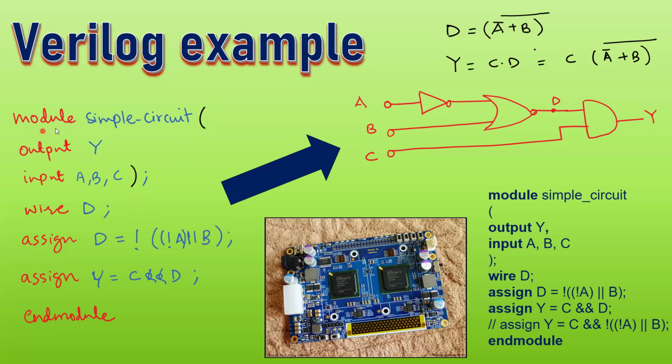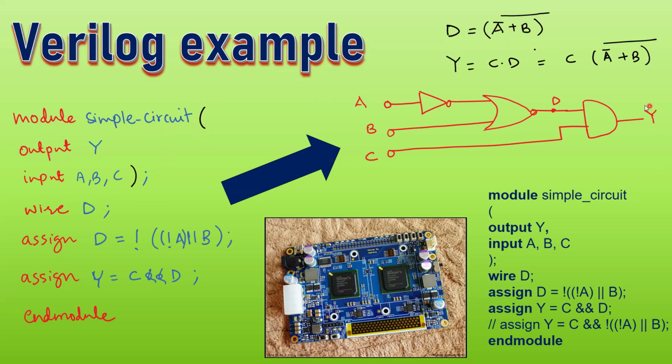So I have said you start with module and then write end module, these two keywords that you use, and then give a name to your circuit, for example simple_circuit. Then write two parentheses, the opening and the closed one, and in between those parentheses, you have to tell what your outputs of the circuit and what your inputs of the circuit are.